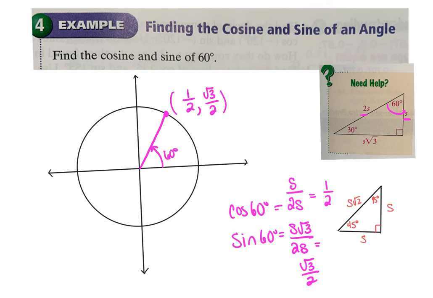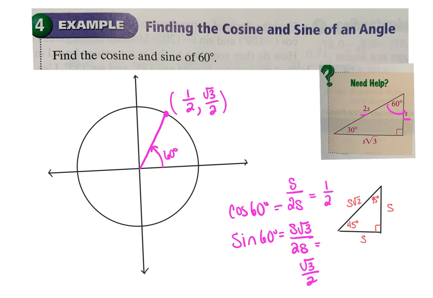Because those add up to 90, their sine and cosine will flip-flop. Always. Sine and cosine will flip-flop when they are complementary angles, right? Complementary angles will always have sine and cosine that flip-flop, always, all right? Does everybody see where they're getting this from?